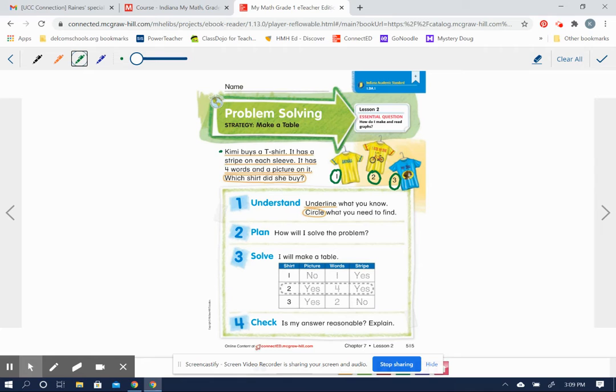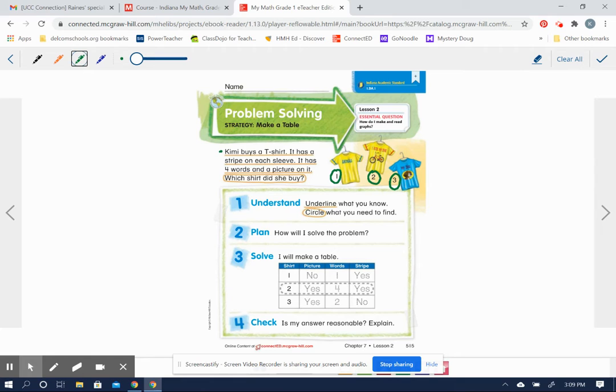So first we need to understand. So we're going to underline the parts that we know. We know that Kimmy buys a t-shirt. That's already underlined. I think it'll be best if it's already underlined on the page, so I just won't try to trace that. We also know that it has a stripe on each sleeve. We know that it has 4 words on it and a picture on it. Now, they have already circled what we want to find out. We want to find out which of these shirts she bought.